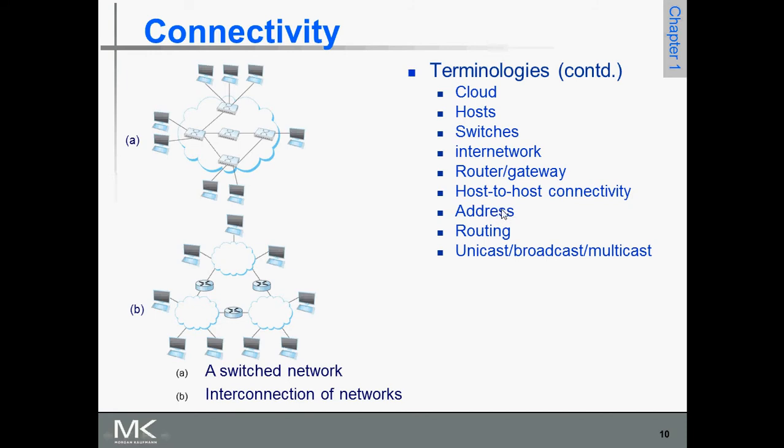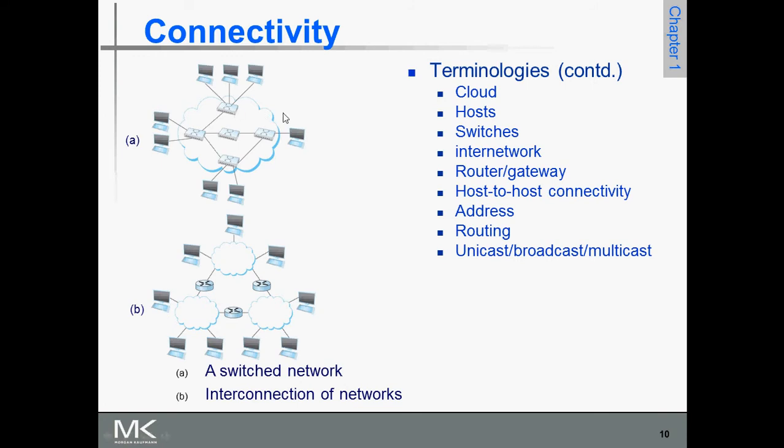Host to host connectivity is nothing but the connection from one host to another host in a network. Then we have address. An address is nothing but each and every host and each and every node in our network has one address to uniquely identify that particular node in the network.